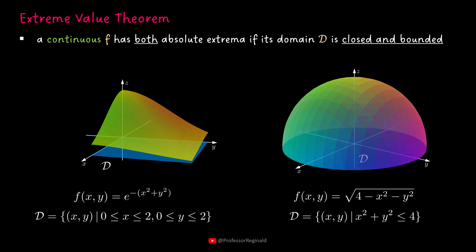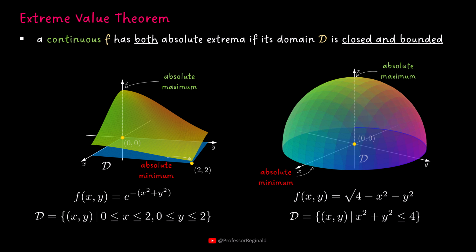In the first graph, the function has the absolute maximum and the absolute minimum, and each extremum is achieved at a boundary point of the domain. In the second graph, the function has the absolute maximum at an interior point of the domain, or to be more specific, at a critical point of the function. And the absolute minimum is achieved at the boundary points of the domain of the function.